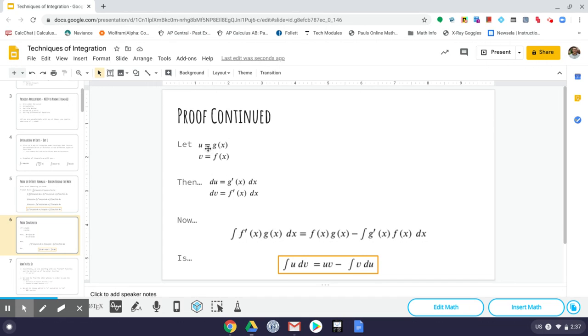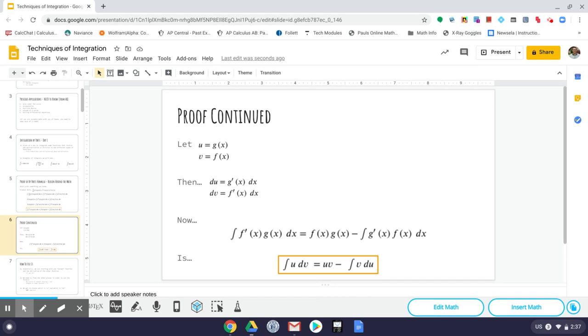Instead of u equaling f of x and v equaling g of x, I'm going to flip those two, and that lines up with the formula. So if u equals g of x and v equals f of x, then du equals g prime and dv equals f prime. Now I'm going to simplify my notation from the previous screen. F prime times g of x dx is really u dv, right? So dv is f prime dx, and u is just g of x. And that's going to equal this part over here: u times v minus the integral of v du. So v is f of x, and du is g prime dx.